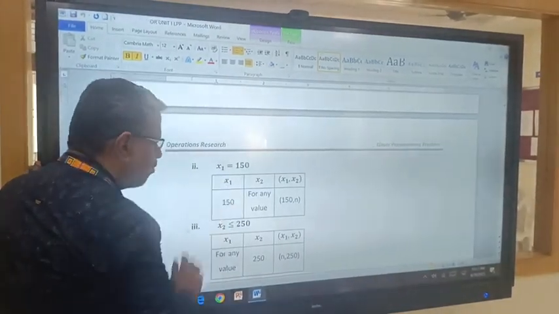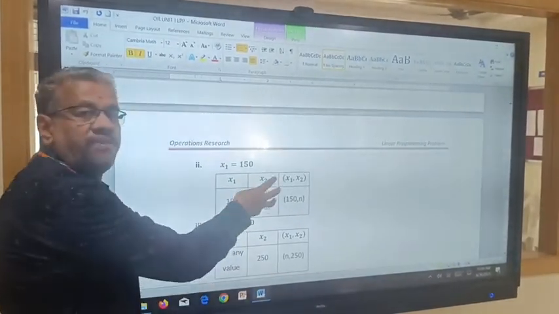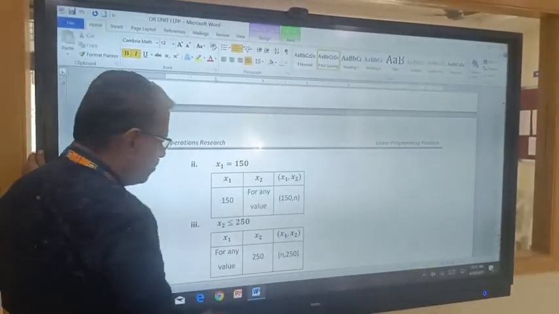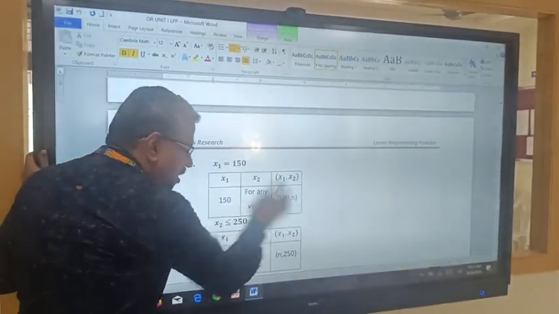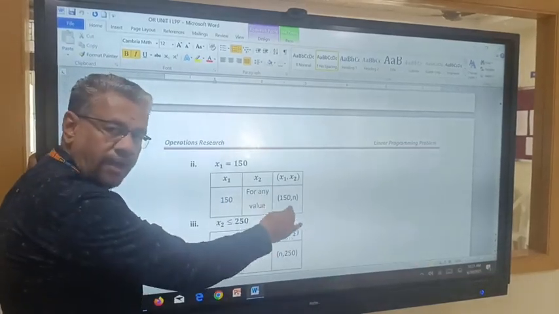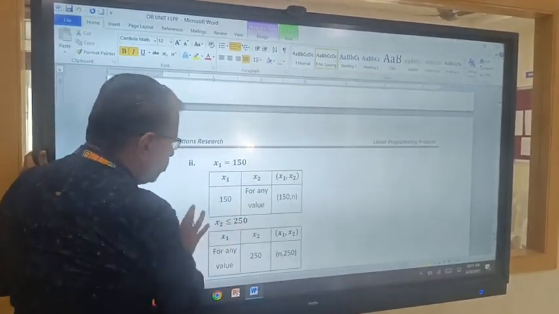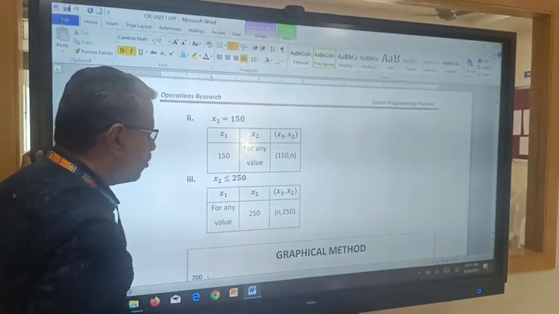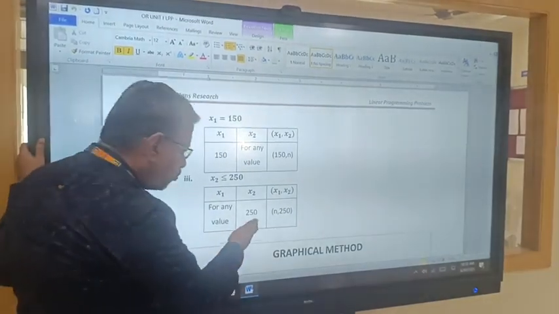So x1 equal to 150 means irrespective of x2, whatever may be the value of x2, the x1 value must be 150, which means 150 for any value of x2. So 150, n, which means (150, 0), (150, 100), (150, 200), (150, 300) and so on. Similarly, x2 less than or equal to 250 means for any values of x1, the x2 value is 250.